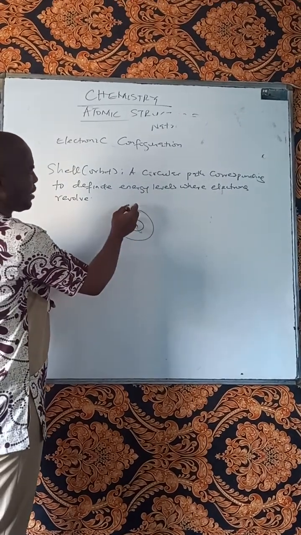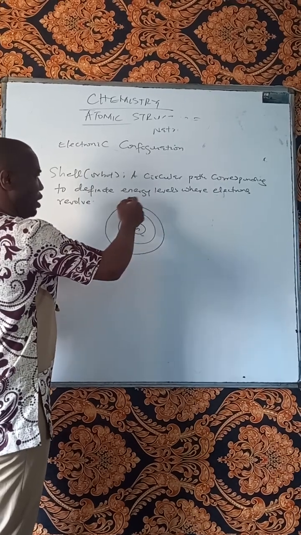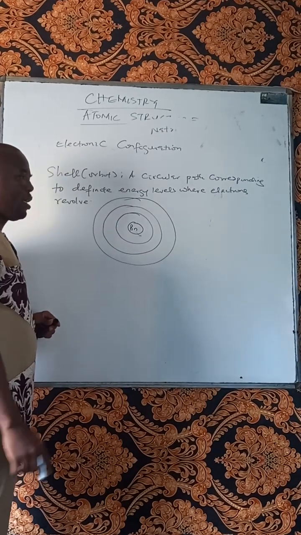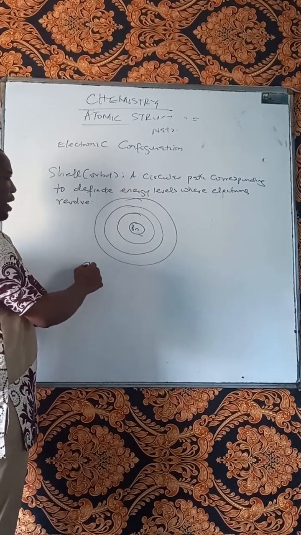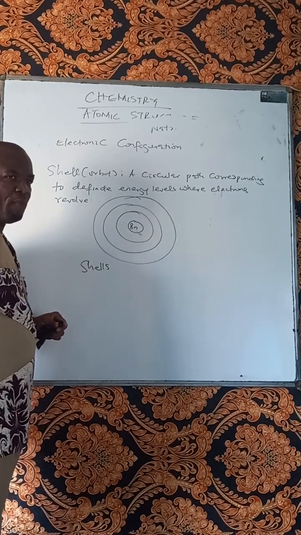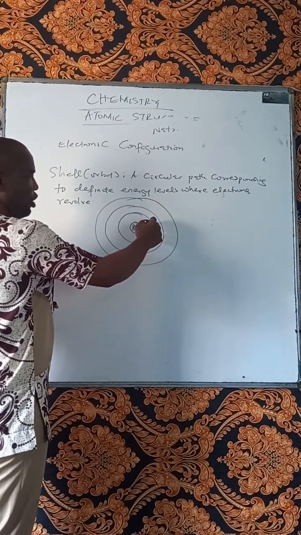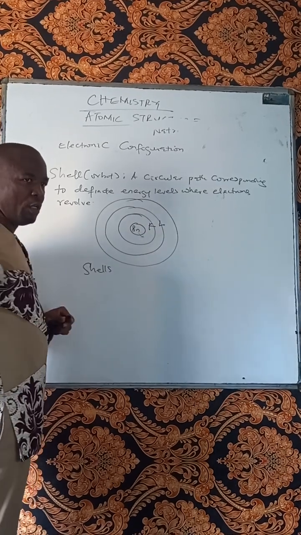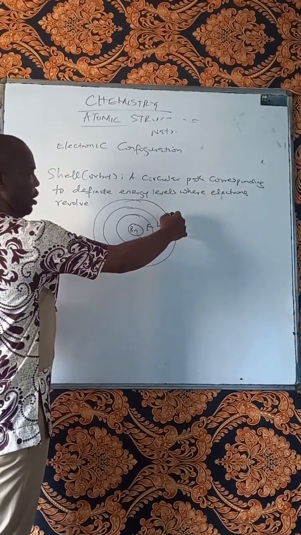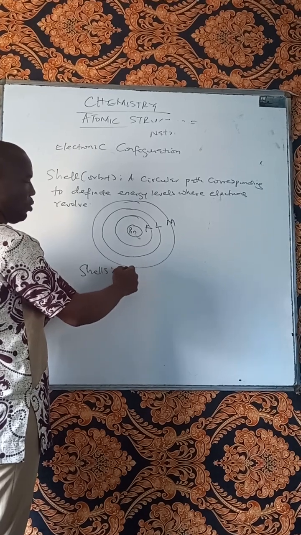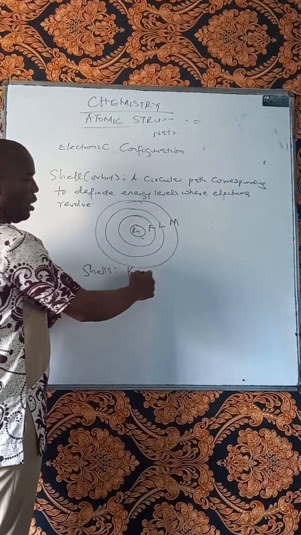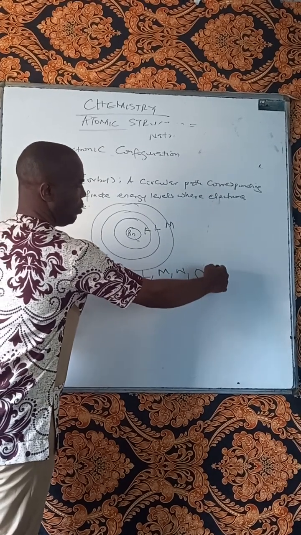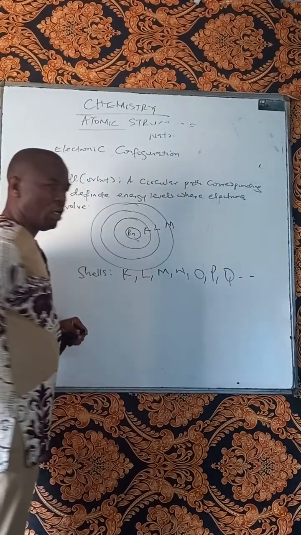An atom can have as many shells as possible depending on its atomic number. In chemistry, these shells are named using special alphabets. The first shell is called the K shell. The second one is called the L shell. The third shell is called the M shell. So the shells are named accordingly from K, L, M, N, O, P, Q, and so on.